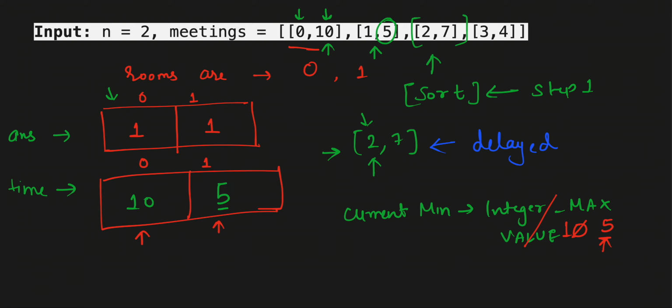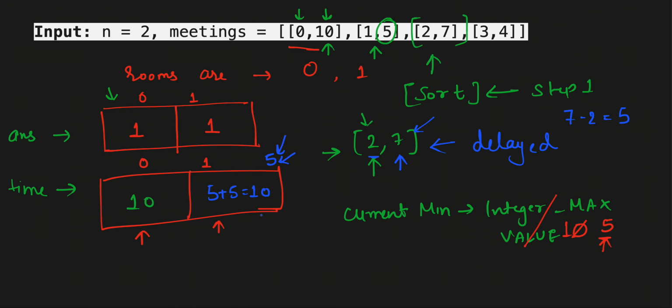So what I will be doing, I will be updating this particular meeting room. The previous time was 5, plus the ending time minus starting time of the delayed meeting, because the duration can't be changed but the time interval can be changed. So 7 minus 2 is equal to 5, and the previous time interval was 5. So 5 plus 5 is equal to 10.